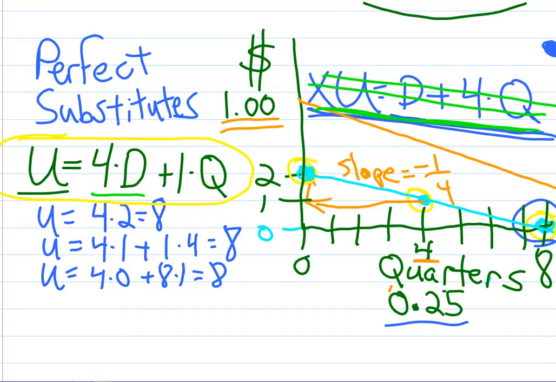Another example would be 8 times the number of dollars plus 2 times the number of quarters. That represents the same preferences. The number you get for utility doesn't really mean anything. It's the relationship between the marginal utility of the 2 items that's important when it comes to preferences. Okay, sorry. Let's go look at perfect substitutes real quickly and wrap up this video.